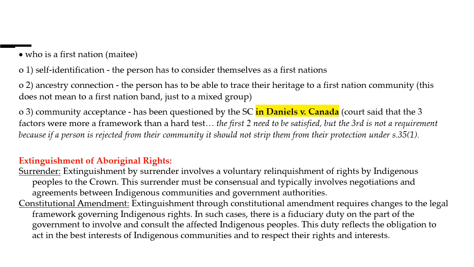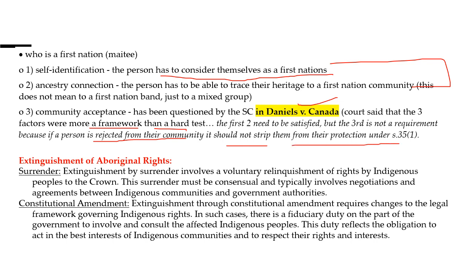Next is who is a First Nation. Firstly, self-identification. A person has to consider themselves as a First Nation. Then there should be some kind of ancestry connection. Community acceptance. This has been questioned by the Supreme Court in Daniels versus Canada. The court said that the three factors were more a framework than a hard test. The first two need to be satisfied, but the third, community acceptance, is not a requirement. Because even if a person is rejected from their community, it should not strip them of the protection under section 35(1). So these first two things are important for a person to be treated as a First Nation.